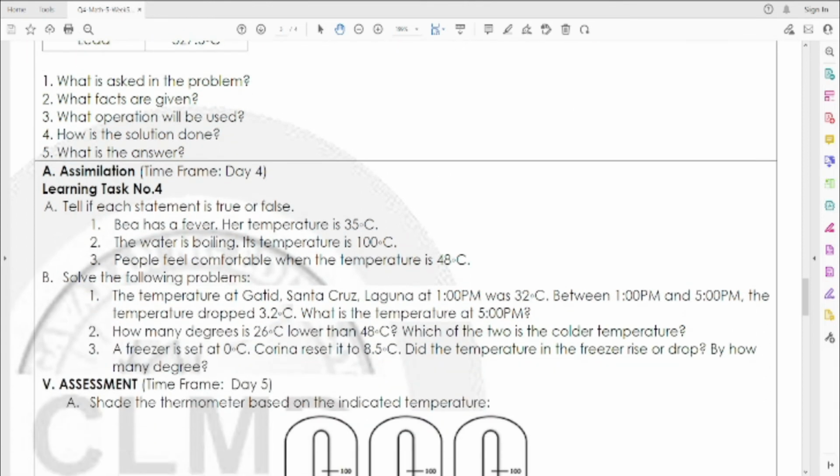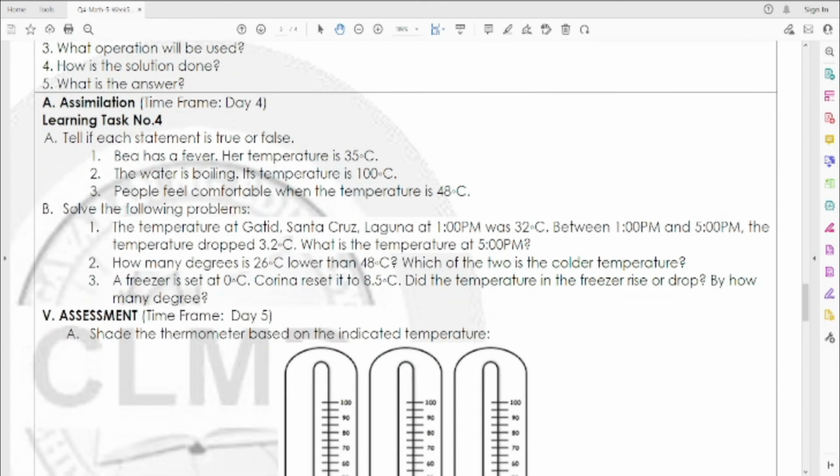For our learning task number 4, here are the things that you need to do. Letter A, tell if each statement is true or false. You will only tell true or false. Number 1, Bea had a fever. Her temperature is 35 degrees Celsius. Number 2, the water is boiling. Its temperature is 100 degrees Celsius. Number 3, people feel comfortable when the temperature is 48 degrees Celsius. Okay, we have 3 questions for true or false.